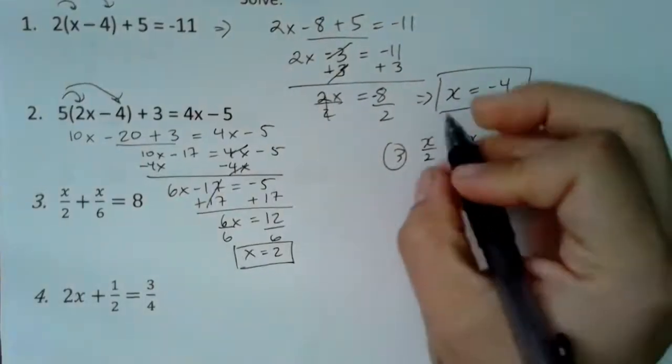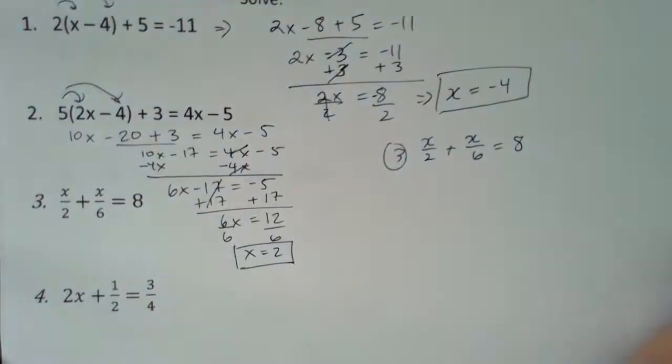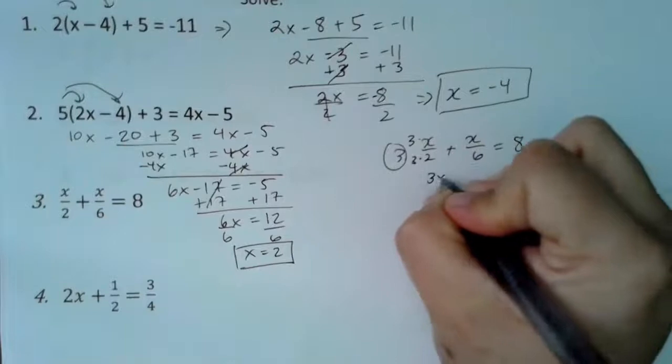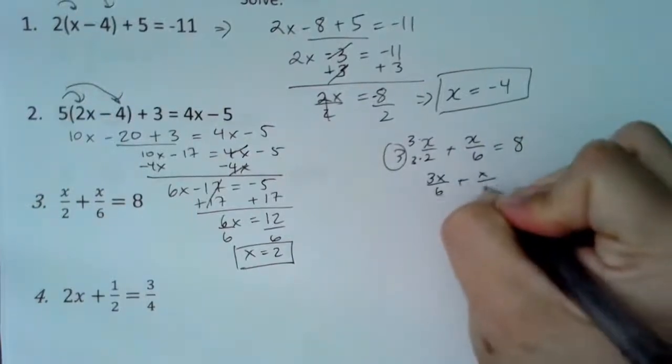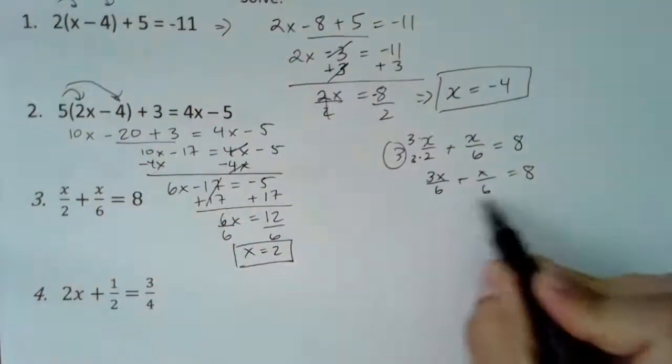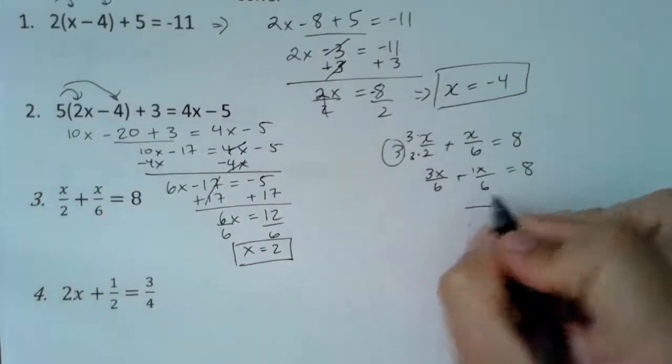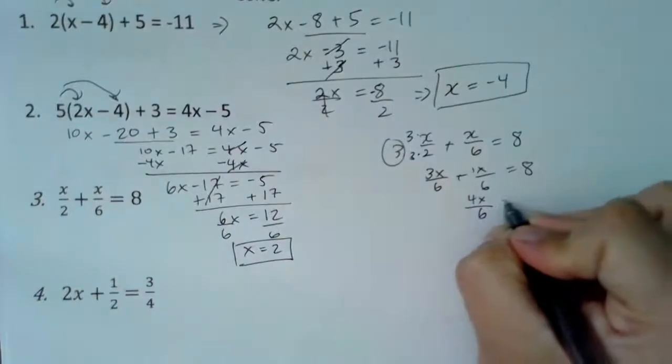So first, the common denominator of these two is 6. So I'm going to multiply top and bottom by 3, so I get 3x over 6 plus x over 6 is equal to 8. So when I combine these, since the denominator stays the same, my solution will be 4x over 6 is equal to 8.